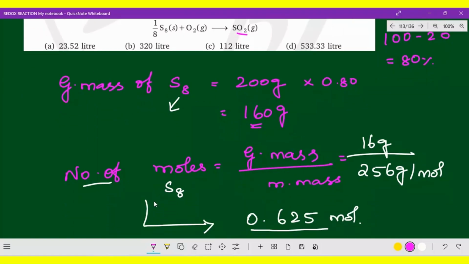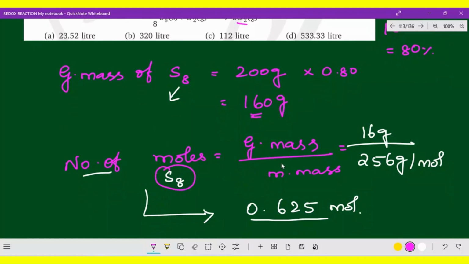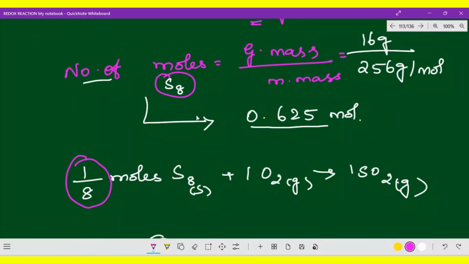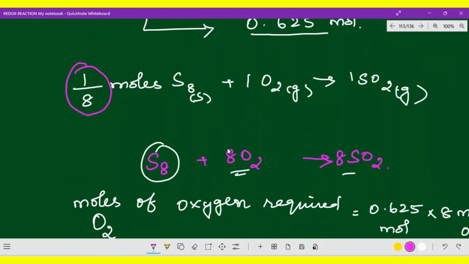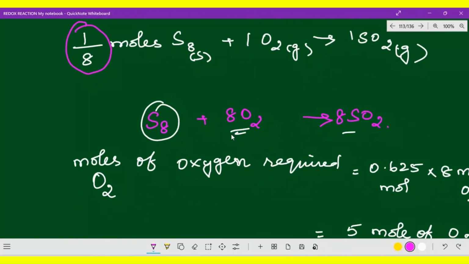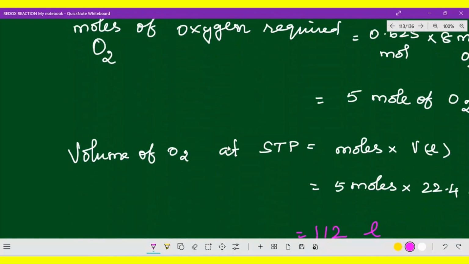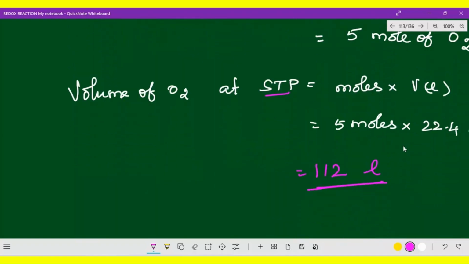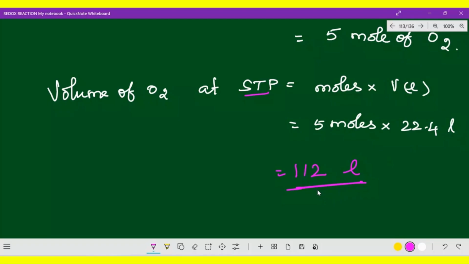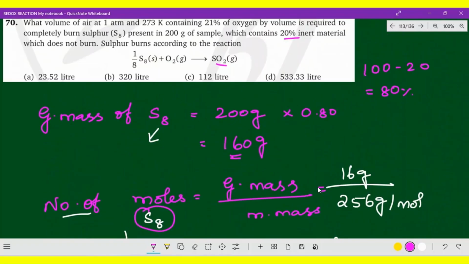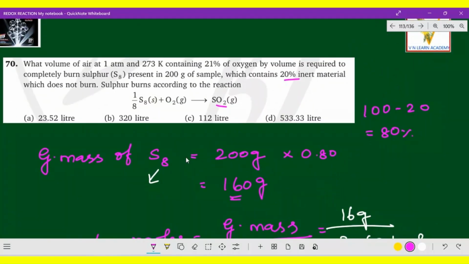Then next, the number of moles of sulfur S8 we found, and the number of moles of oxygen required through that balanced equation we found, and finally the volume at STP, because they have given the temperature and pressure constant. So we are getting 22.4 liter, and finally we receive 112 liter, right? I hope you got the clarity.